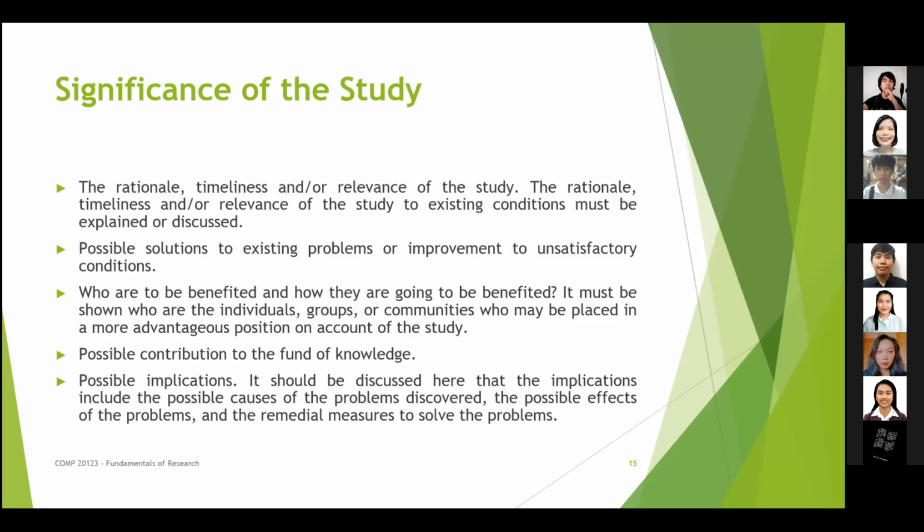Then let's talk about the possible solutions to existing problems or improvement to unsatisfactory conditions. So here, it talks about your solutions to the problems that you encountered on your research. The next is who are to be benefited and how are they going to be benefited. So here you must mention the individuals, groups, or communities who will be benefited from your research and how they are going to be benefited.